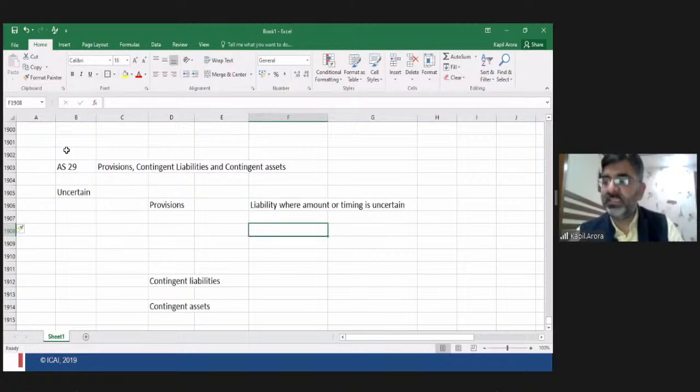So contingency means when there are certain uncertainties. Now those uncertainties will only be known when and only when any event happens, meaning occurrence or non-occurrence of the event will decide whether this will come over here or not.